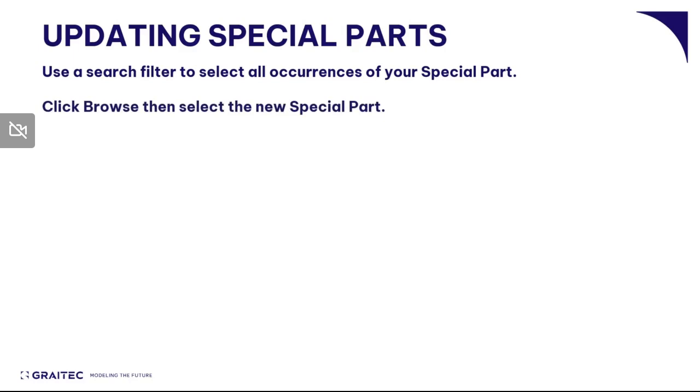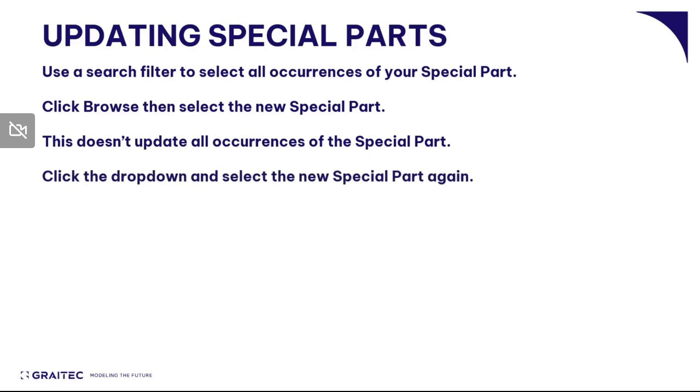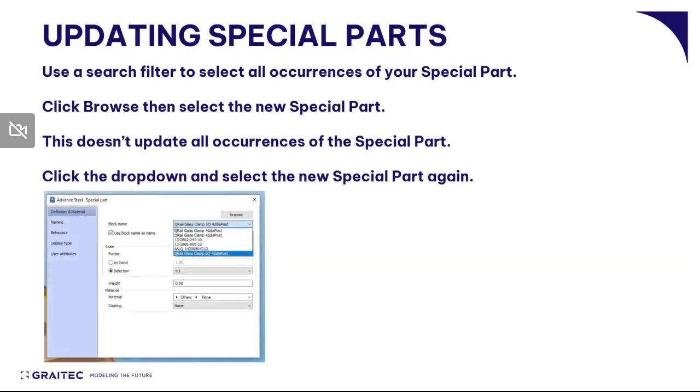Then in the properties of that part, you can browse to your new special part file. But just browsing to it doesn't actually replace the special part in all the locations in your model. It may or may not replace the first one. It certainly won't replace the others. You need to do an extra step. You must go to the drop down with the special part name and select the correct special part name again in that drop down. That is the point it will replace all the existing special parts. So you have to go down to that last click there in that block name drop down.